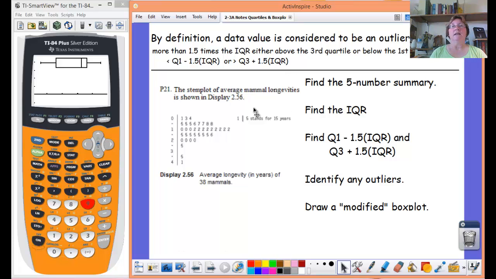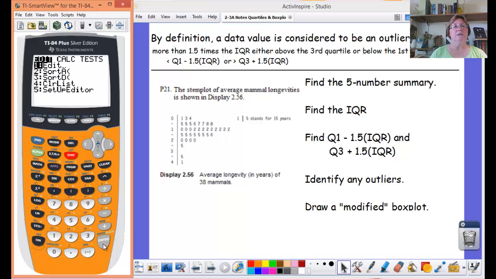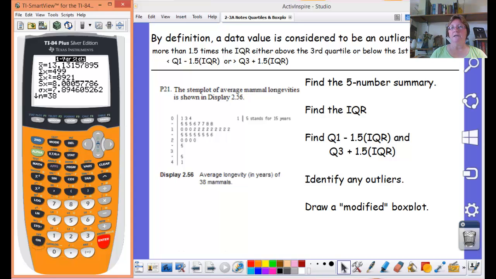So we're going to do that with the data plot that's shown here, and I happen to have these in my calculator. These are average ages for some mammals that were printed from our book. I will show you, I have the data in my list 2 here. And what I want to do is find the 5-number summary, because I'm going to make that modified box plot. So it's stat, it's over to calc, it's choose one variable statistics. This time my data is in list 2, so I have to tell my calculator that. Here comes my 5-number summary.